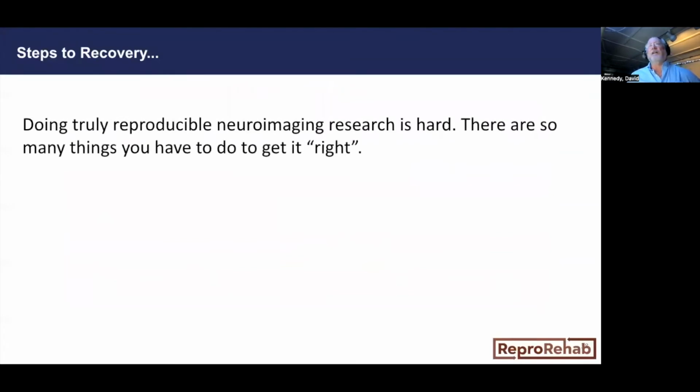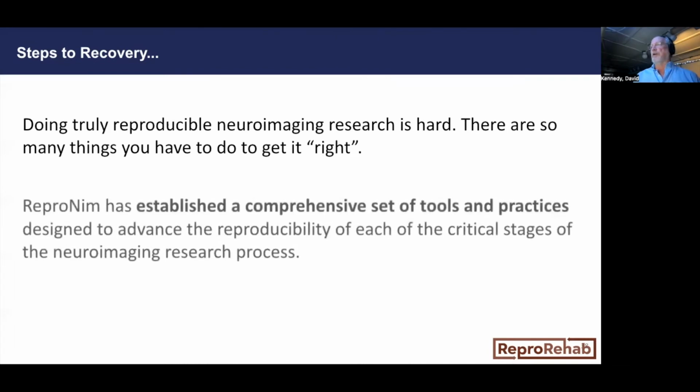So the last mantra to put in here is that doing truly reproducible neuroimaging research is hard. There are a lot of things we have to do to get it completely right. The first important thing is we're not going to get it completely right in our next publication. So this is a process. We need to improve bits and pieces, piecemeal, and just get a little bit better in each of our publications. And hopefully the course of this program will give you some of the tools to improve the way all of us are doing our research programs.